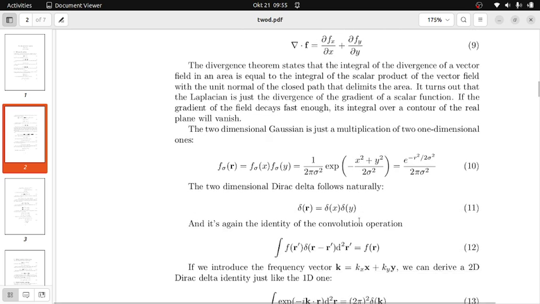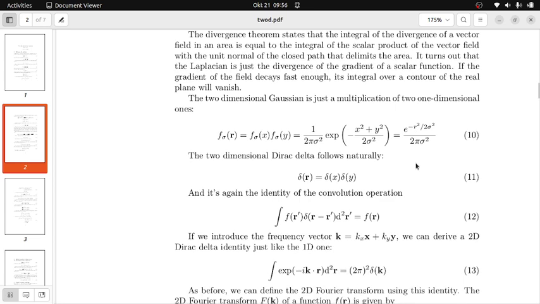Okay. And just like we had a Gaussian in one dimension, we have a Gaussian in two dimensions, which is straightforward. We simply multiply a Gaussian in the x direction with a Gaussian in the y direction. Then we have 1 over 2 pi sigma squared, the exponential of minus (x squared plus y squared) divided by 2 sigma squared. And since x squared plus y squared equals r squared, the absolute value of the vector, we usually write this as e to the minus r squared divided by 2 sigma squared.